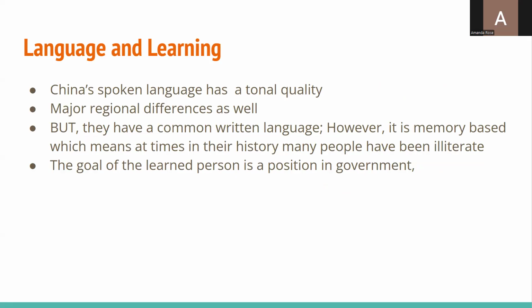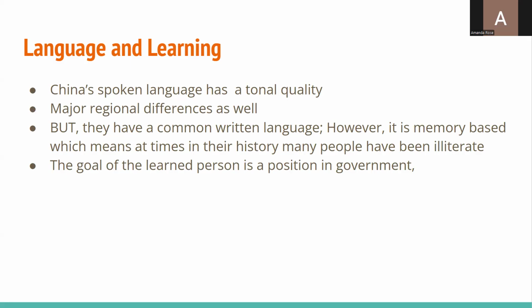The most noticeable feature when it comes to China's language is its tonal quality. So by varying the tone of voice on a particular syllable, the Chinese can convey more than one meaning. For example, ma may mean mother, a type of plant, horse, or to scold, depending on the pitch that you say M-A in.